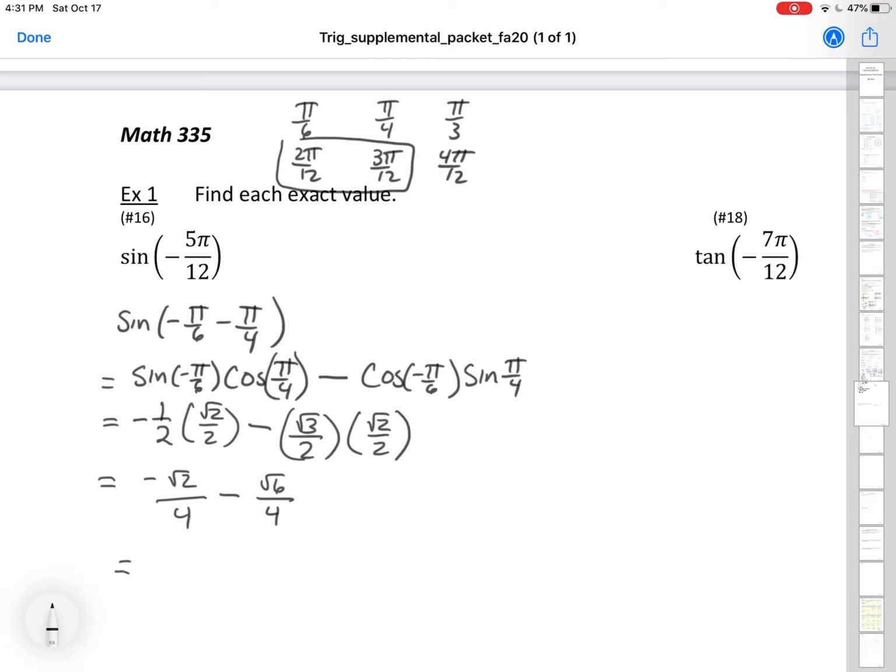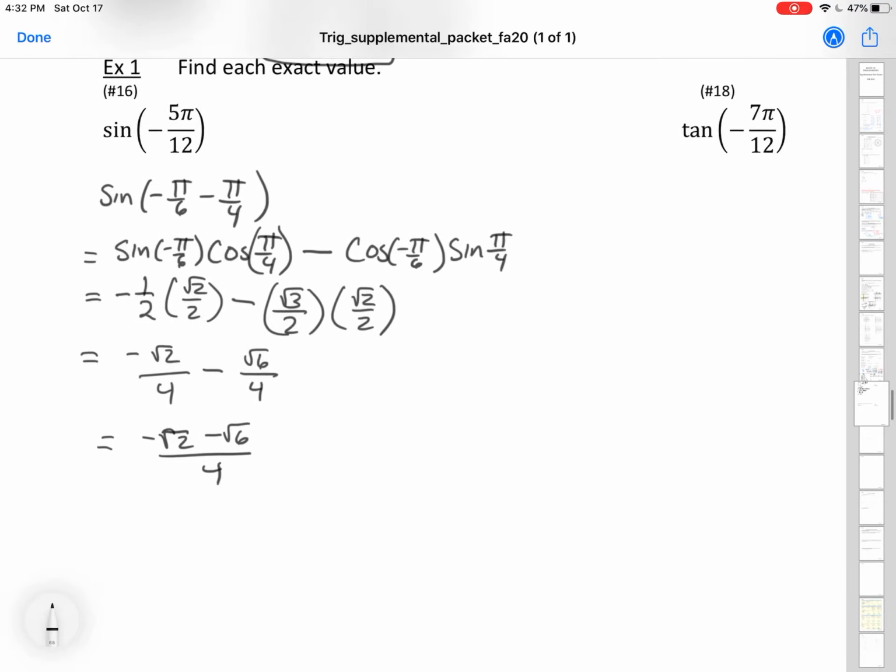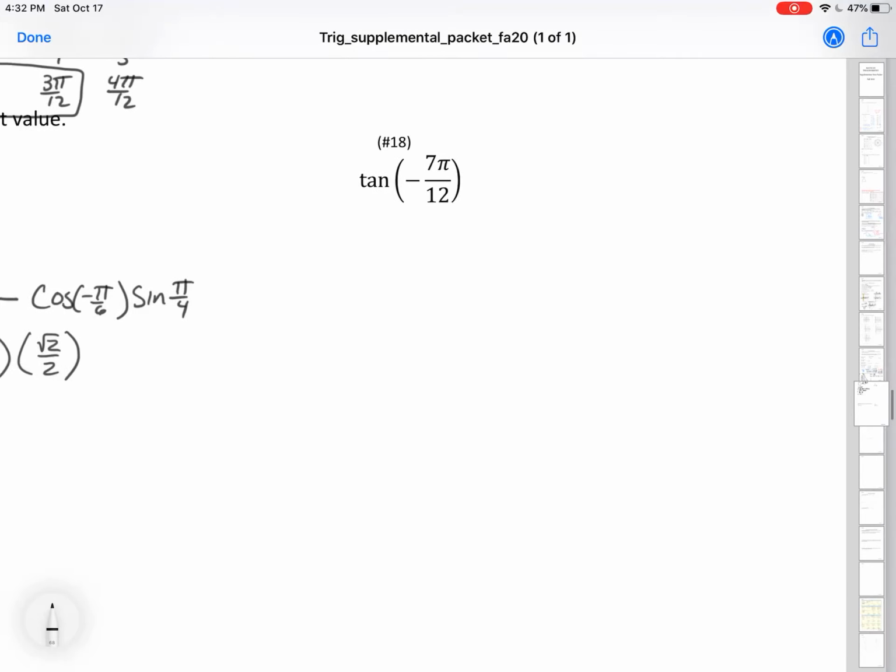And so the answer that would be in the back, and the only one to give you full credit, is negative root 2 minus root 6 all over 4. On a test, you'd have to show me all of that. You could not just write the end answer and be done. You could, but you get no points, right? And so there we go with that guy right there.